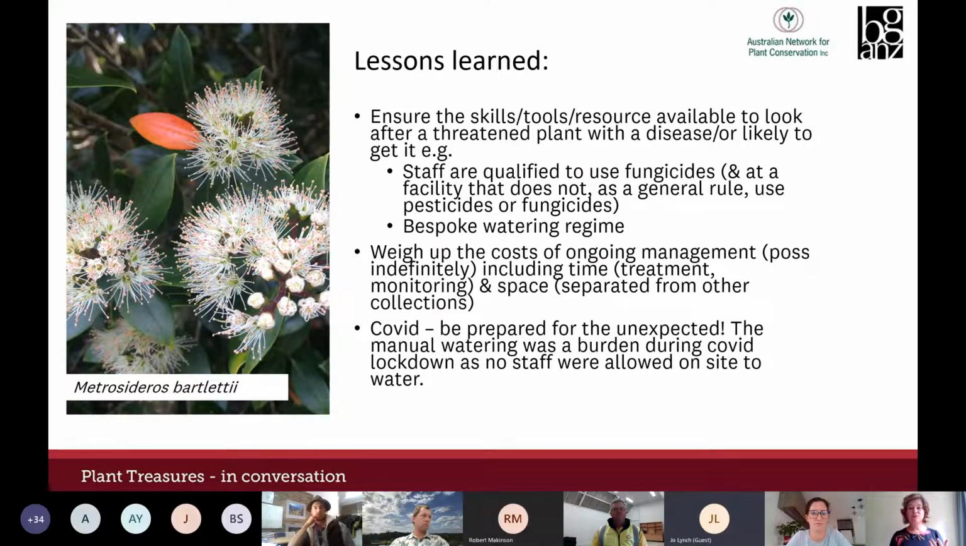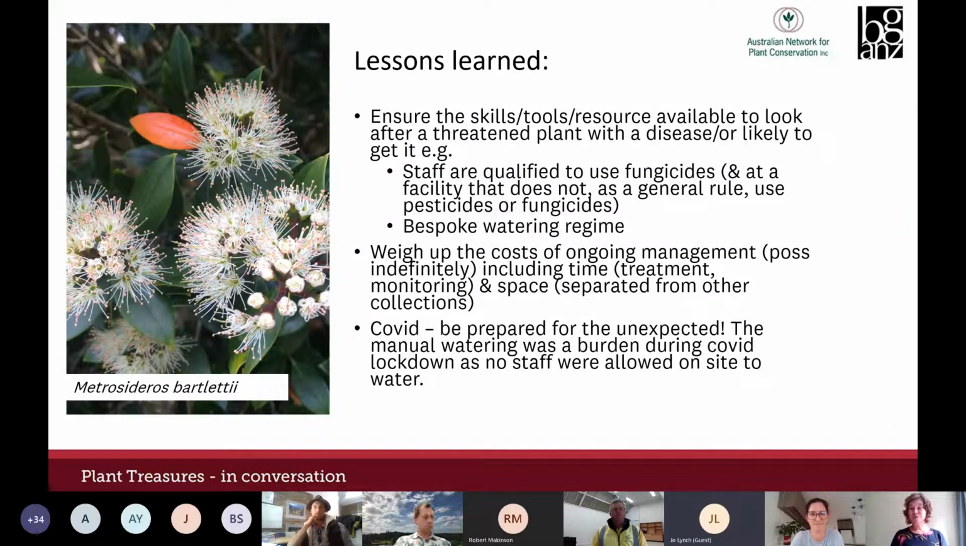And we had to weigh up the costs really of managing this plant in an ongoing sense, like potentially indefinitely, and thinking about the time that takes to do these extra treatments and the space that it needs to be separated from other collections. And then of course COVID, which none of us could have expected, but really you have to think about being prepared for the unexpected.